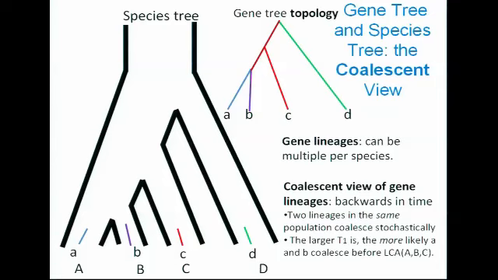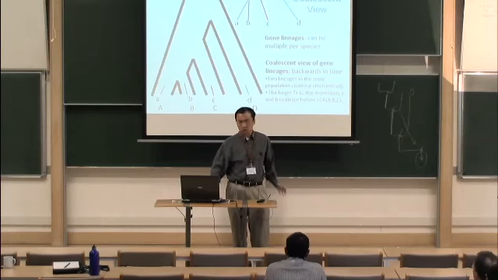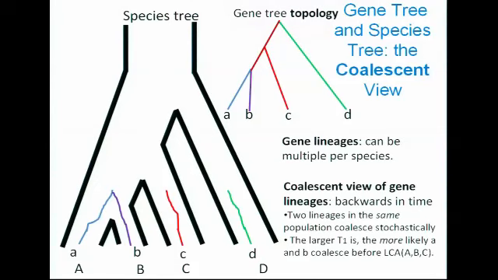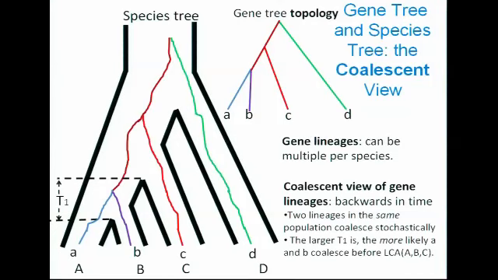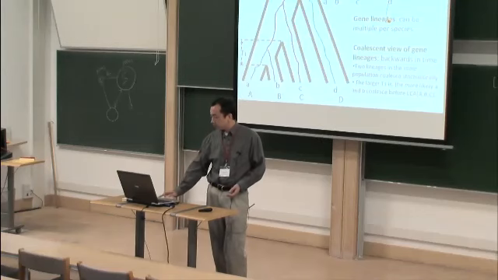The coalescent view of how gene trees evolve is that you look backwards in time, and sometimes lineages within the same population can coalesce stochastically. So say when you trace backwards in time, lineages A and B coalesce. It's a really stochastic procedure, so it depends on the time. If this T1 is larger, then there's more chance that A and B will coalesce. And so you can continue to trace backwards in time, and this illustrates how this gene tree topology is obtained in the species tree.